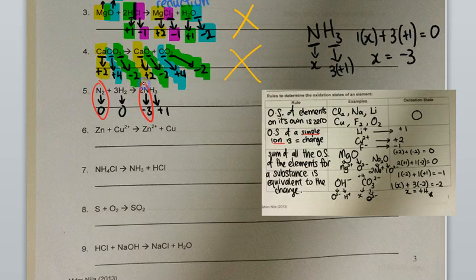Nitrogen, 0 to -3. So what's the change in oxidation state? So in this case here, 0 to -3. Change in oxidation state for nitrogen is equal to -3, from 0 to -3. So this is actually a reduction. I'll just put a red.